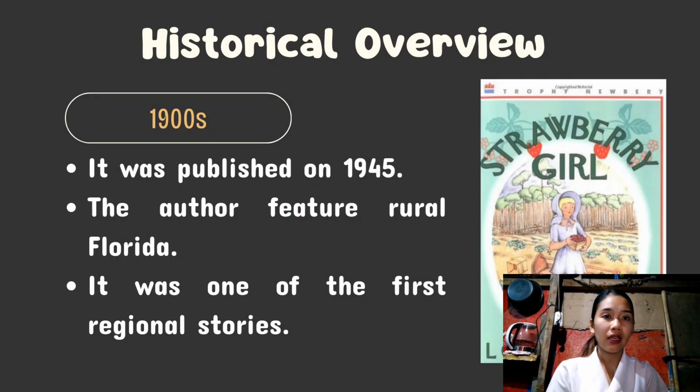The first book in the 1900s is Strawberry Girl by Lois Lenski. This book was published in 1945. The author featured rural Florida. This book was one of the first regional stories in the 1900s. In the 1960s and 1970s, books written by minorities began to achieve national recognition, not just this book but the other following books that depicted regional stories.